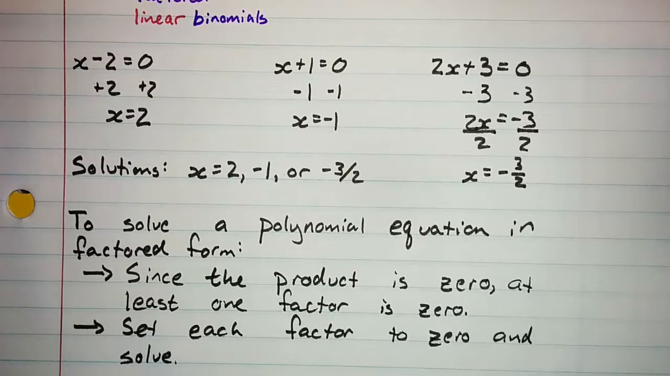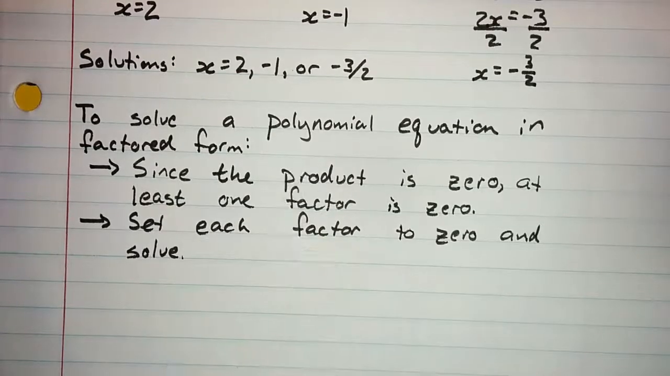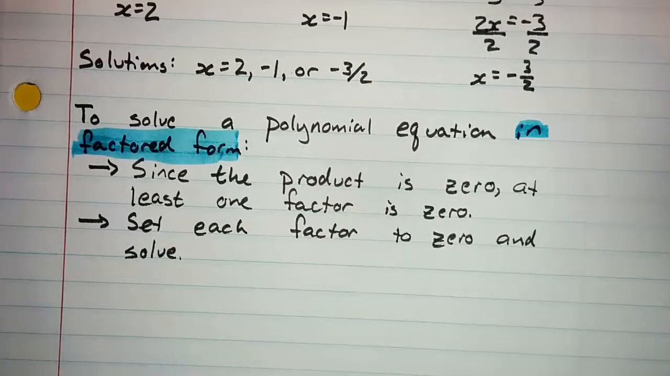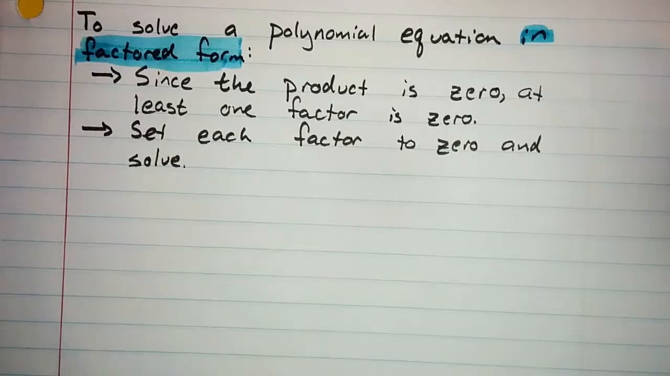So, to solve the equation, we set each factor to 0. That gives us a linear equation, which we know how to solve. And we solve that linear equation. Once the polynomial equation is in factored form, we can solve it real easily. So let me show you another example, and then I'll give you one to try.